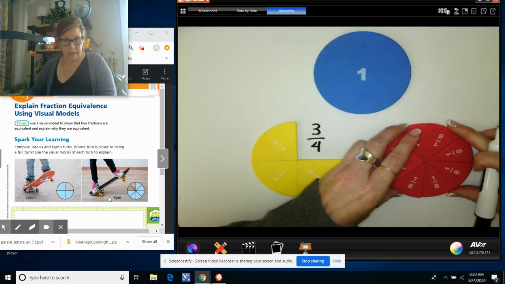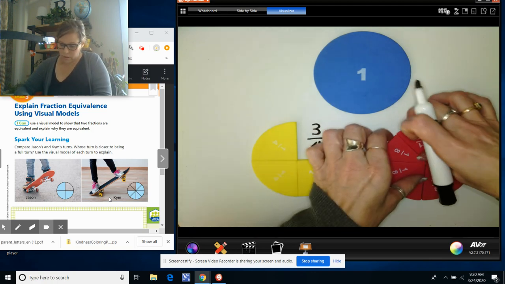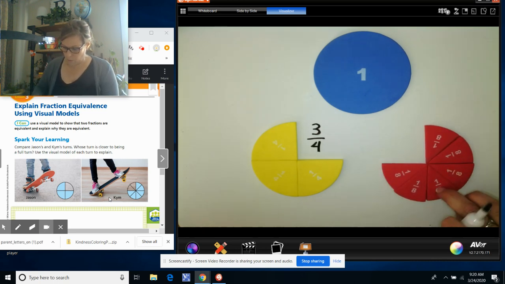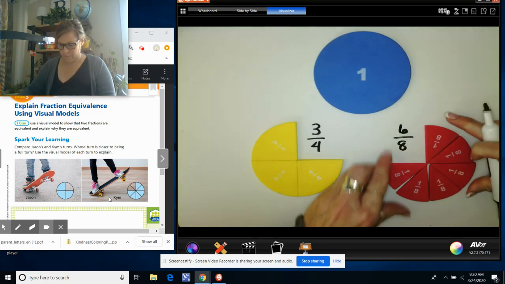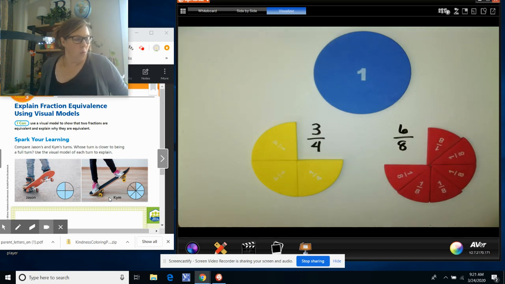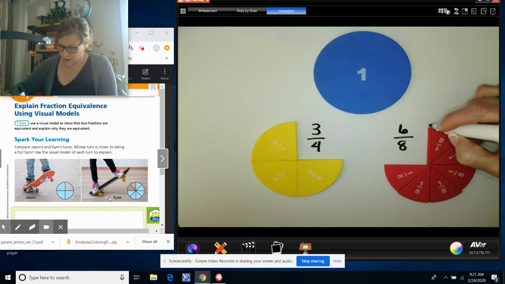So let's go back and find out where Kim is. So hers is broken into 8s. And so she only turned 1, 2, 3, 4, 5, 6 out of the 8 total. Okay. What would be a question that we could ask here? So let's go back to the question. It's saying whose turn is closer to being a full turn. So whose is closest to going completely all the way around?